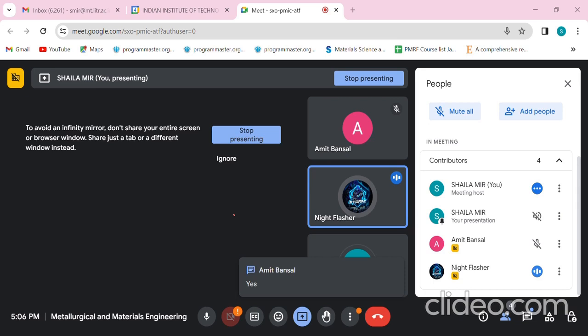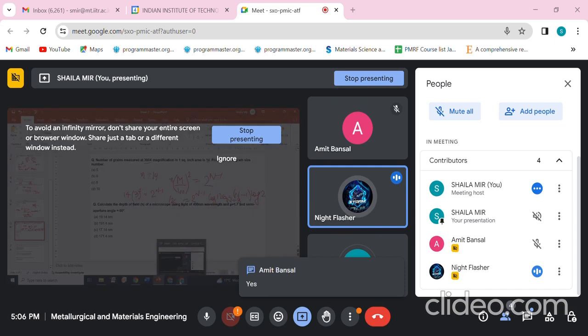Thank you, ma'am. Okay. So next is the question: calculate the depth of field of a microscope using light of 400 nanometers wavelength and refractive index 1.7 and semi aperture angle 60. Here you are given the semi aperture angle. So you have to calculate the depth of field using the formula.